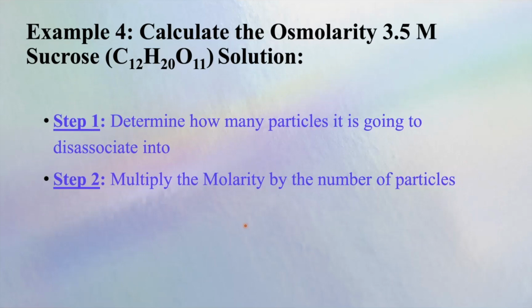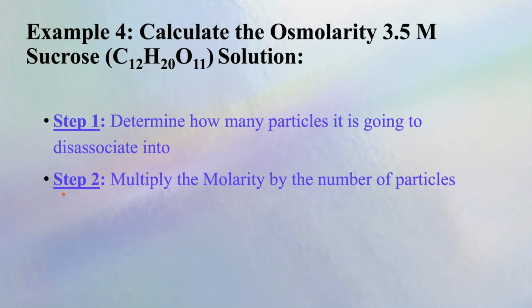So we're going to calculate the osmolarity of 3.5 molarity of sucrose. I just gave you the molecular formula for the sucrose solution. Step one, determine how many particles are going to dissociate. Well, this is a carbon-based compound, right? It's organic. So even though it has all of these atoms, it is not going to dissociate. So it's only going to make 1 particle.